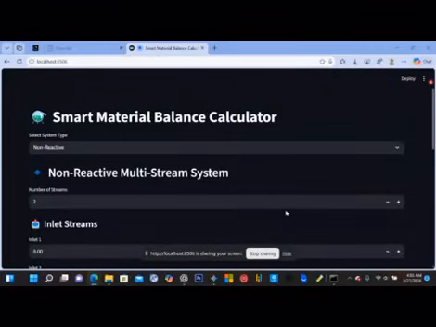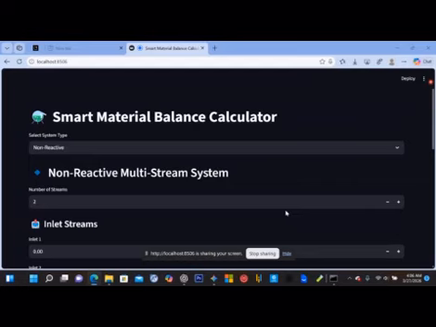Hello guys, I'm Prince and today we'll delve into something innovative and game changing. That's the Smart Material Balance Calculator. The Smart Material Balance Calculator is an innovative tool which was developed by my teammate Palmer and myself.